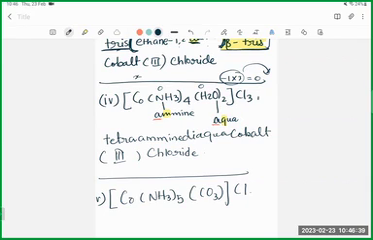Yeah, Hriday, tell the name. Pentaamine carbonate, cobalt, very good, chloride. Chloride is -1 and carbonate is 2 minus. Okay? So -1 -2 becomes -3. And outside the equation it is +3.